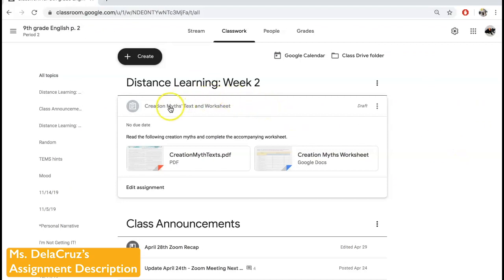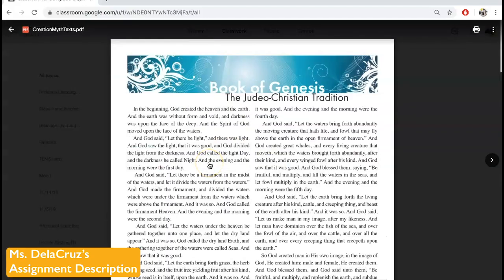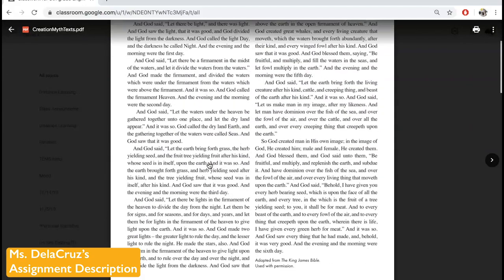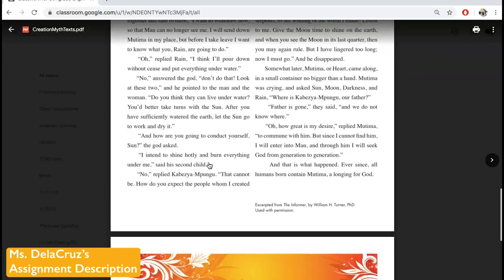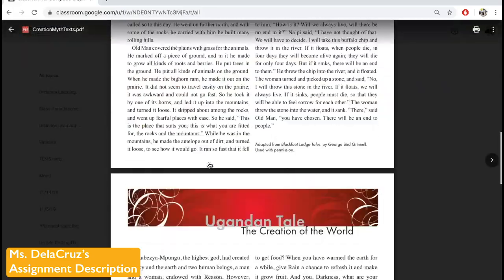So if you've noticed, I posted this morning 2 new materials, which were titled Creation Myths, Text, and Worksheet. Now the first one is a PDF of 4 different creation myths that are from different cultures in different places around the world. And you're going to read all 4 of these texts.